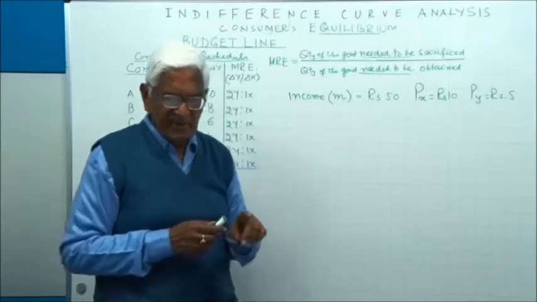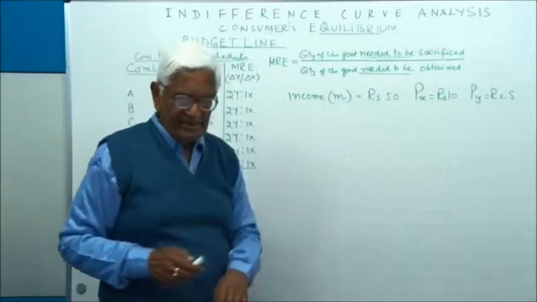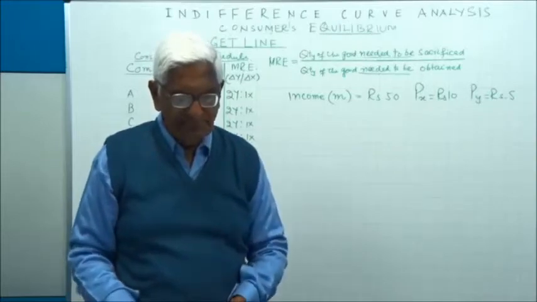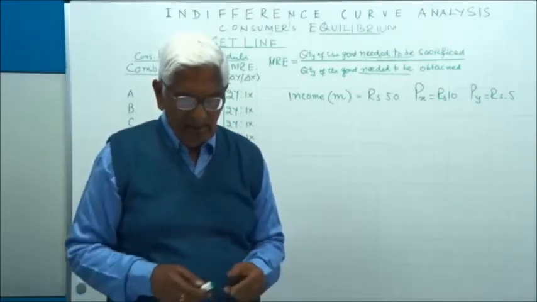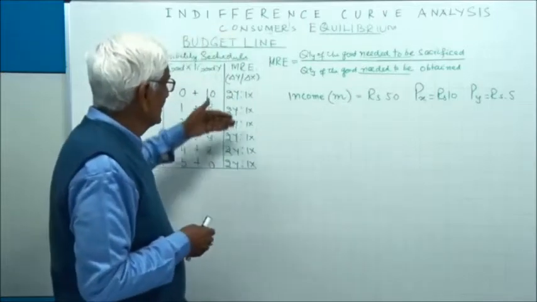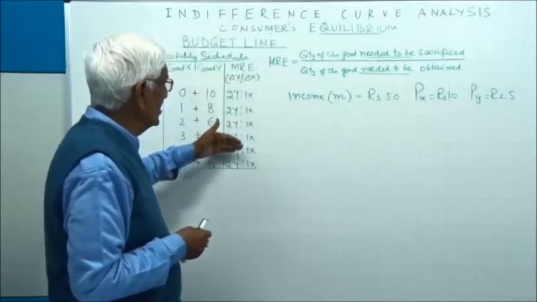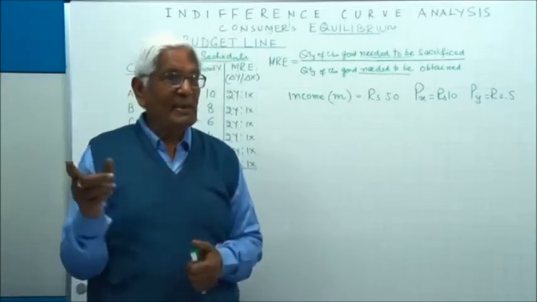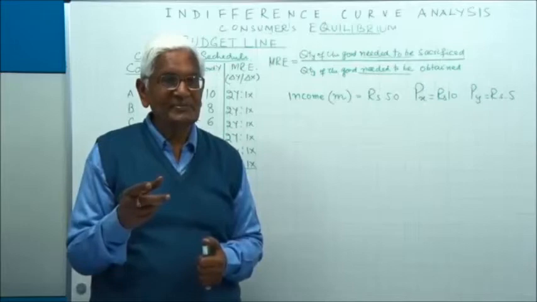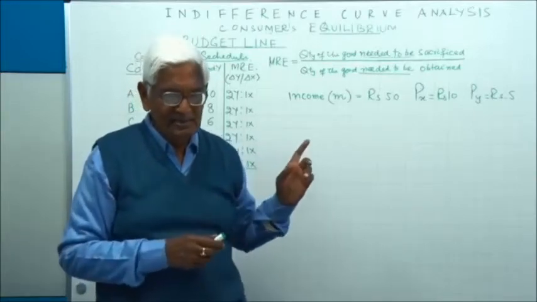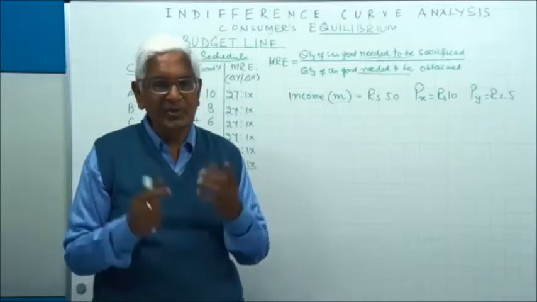This is our, let us say, consumption possibilities line. Note another thing. This MRE is constant throughout. What was happening in case of indifference curve? MRS was falling throughout. Here it is constant throughout. The question may come why.